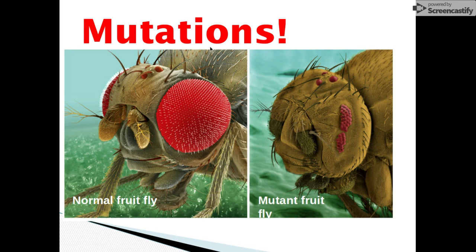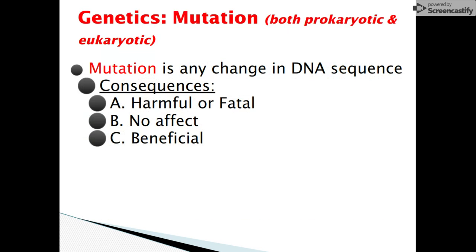Mutations. Here we've got a normal fruit fly with its big old eyes. Here we've got a mutant fruit fly where those eyes formed very differently. Okay, and this is because of some mutation, some error in the DNA. Okay, so mutations can be harmful or fatal. Okay, they could kill an organism, cause some disease.